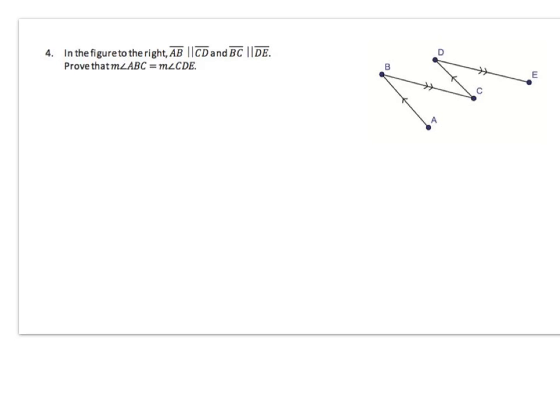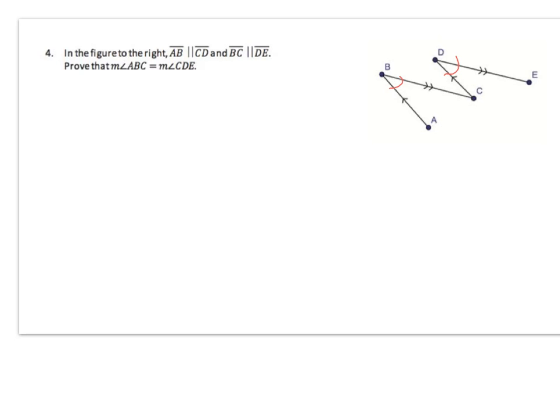In the figure to the right, line AB is parallel to line CD. That's what that says. Segment AB is parallel to segment CD, and segment BC is parallel to segment DE. So that's why we have single arrows here and double arrows there. Prove that the measure of angle ABC is equal to the measure of angle CDE. So we're proving that that angle is equal to that angle. Let's do the arcs.